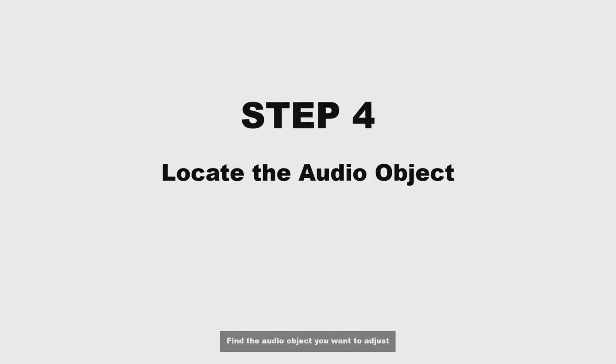Step 4. Locate the audio object. Find the audio object you want to adjust within the Explorer panel. This could be a sound effect or background music that you have already added to your game.